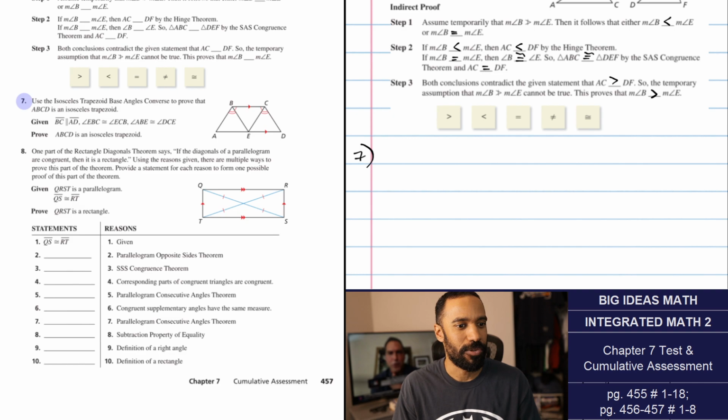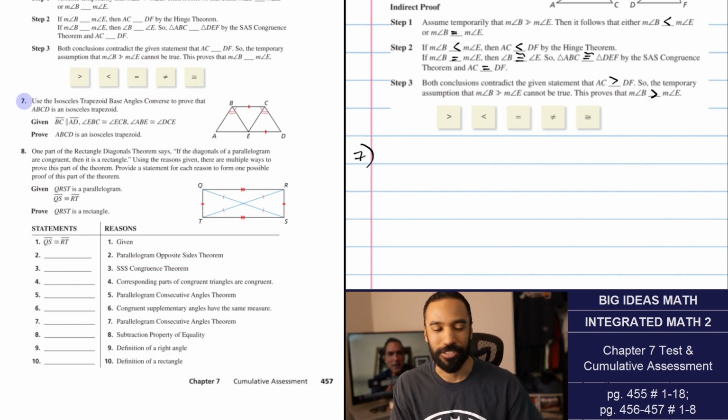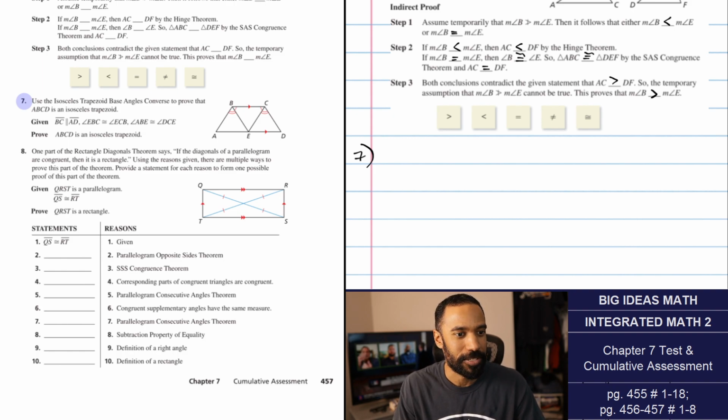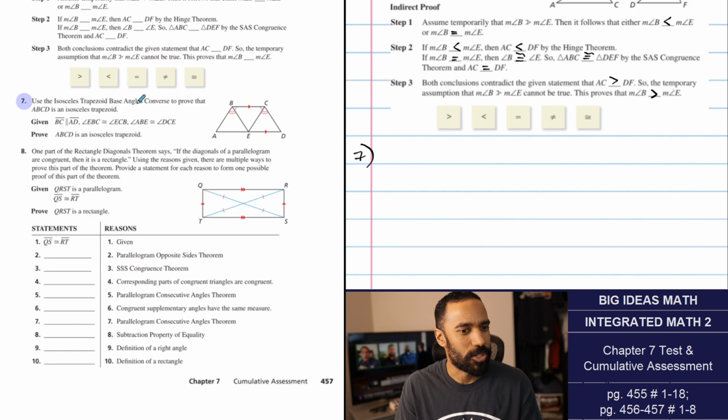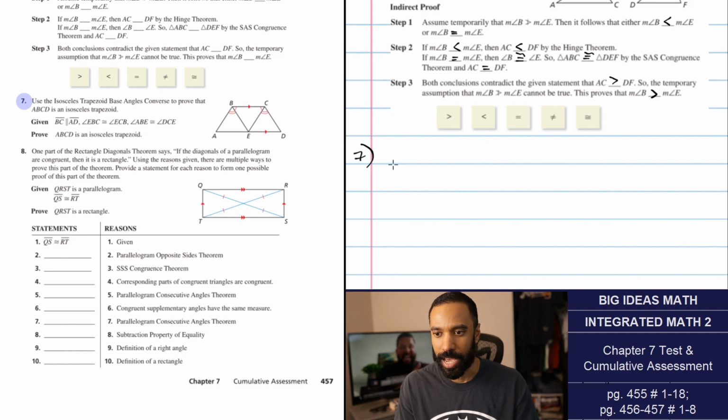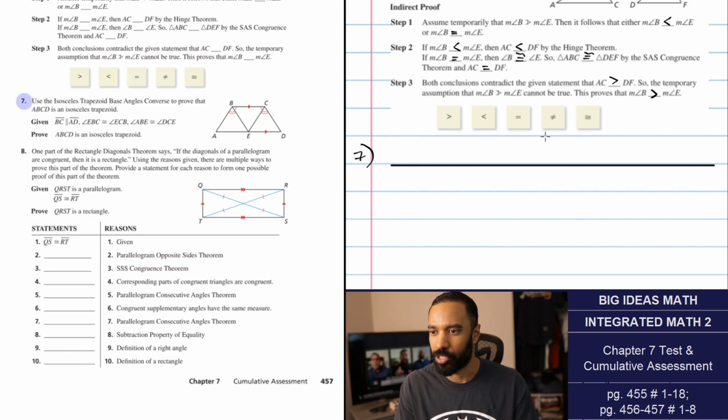All right, number 7. Oh, we actually have to do a proof. I was thinking in these things we wouldn't have to do any, outside of filling in blanks. Should I use an indirect proof? Use the isosceles trapezoid base angles converse to prove that ABCD is an isosceles trapezoid. Oh, that's a lot. I've got to figure out what I'm going to do with this one. That diagram is pretty small, but we'll just have to work off this.